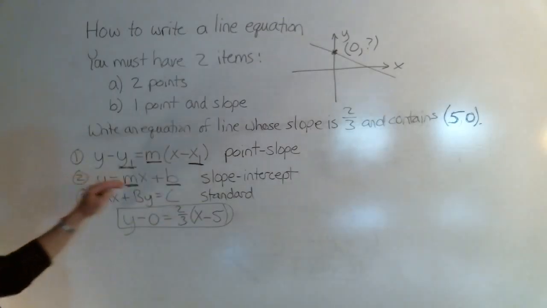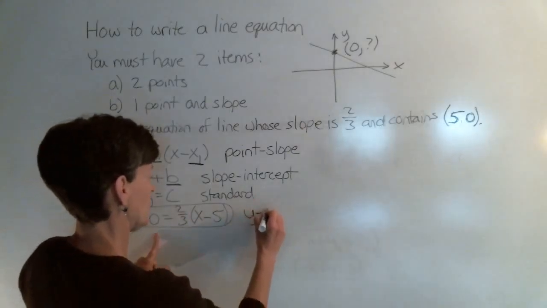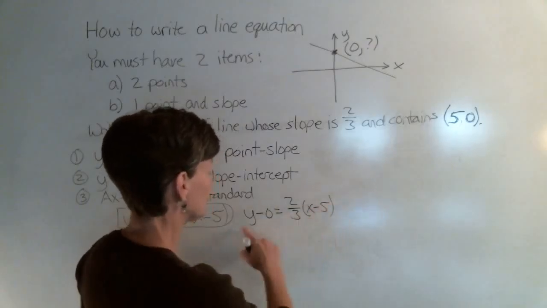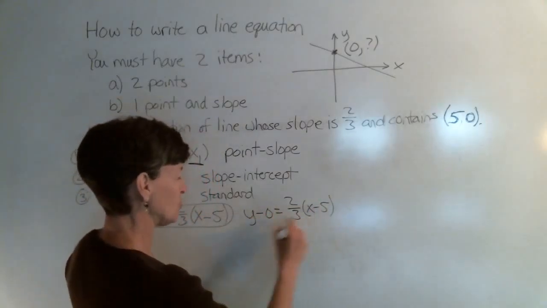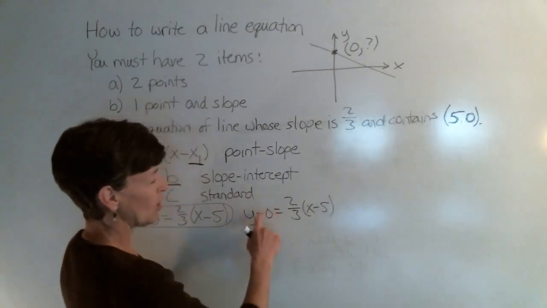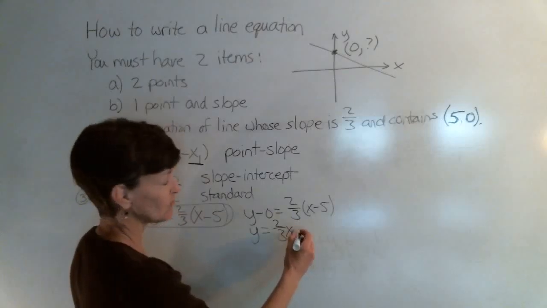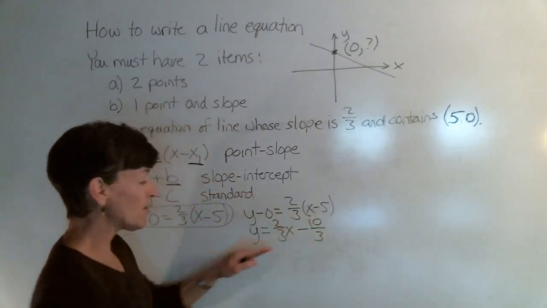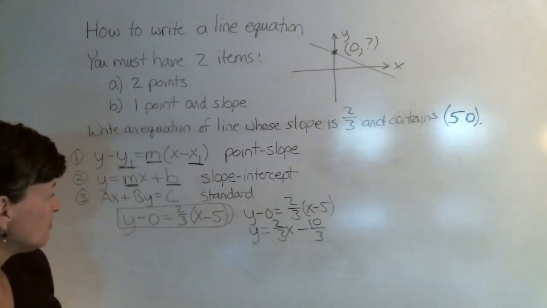Again, if I want it to be in slope-intercept form, well, y minus 0 equals 2/3 times (x minus 5). First of all, I don't need the 0. I would just multiply the 2/3 times this. So y equals, and I have 2/3 x. Now 2/3 times negative 5 is negative 10/3. So now I have my line equation in slope-intercept form.